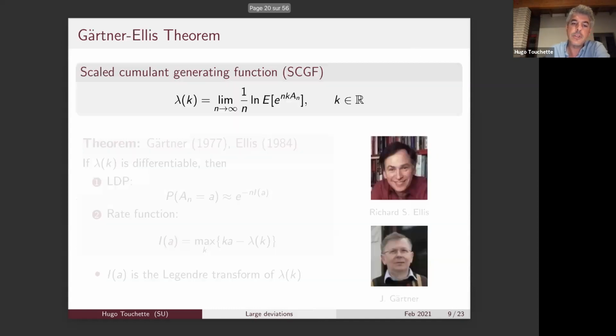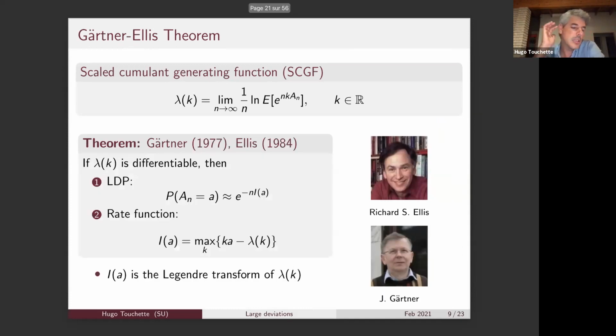This is the main result that we use in physics to get rate functions, and it's called the Gartner-Ellis theorem. This is a result that came from Gartner in '77 and then was generalized by Ellis in 1984. Richard Ellis was a mathematician at UMass Amherst. He died, I think, two or three years ago, recently.